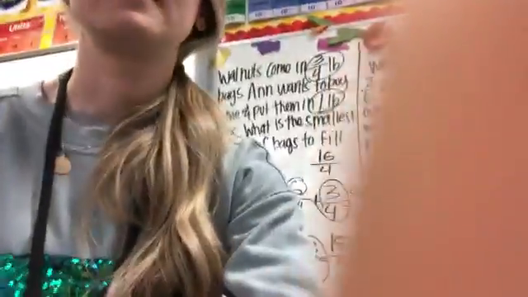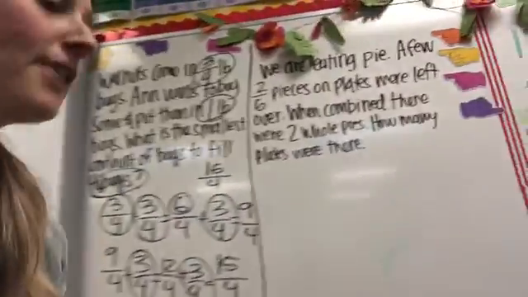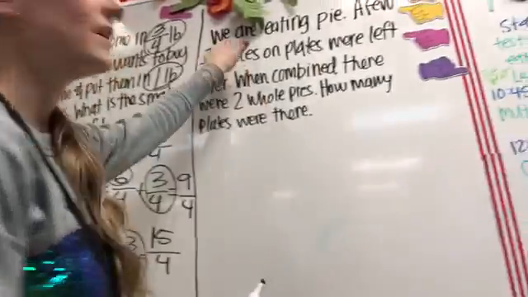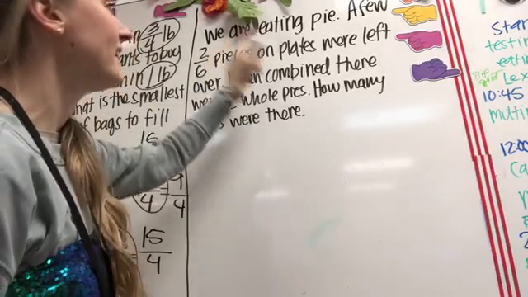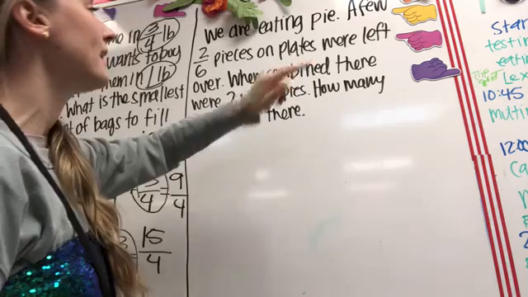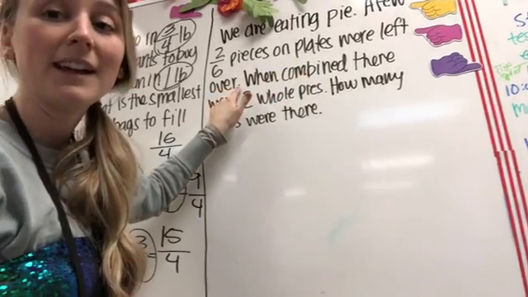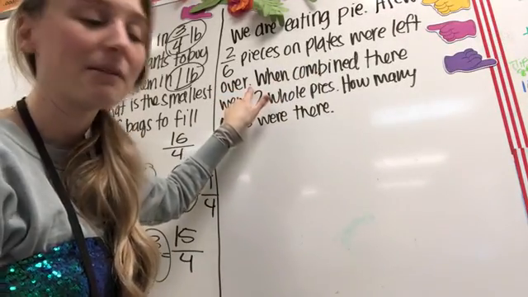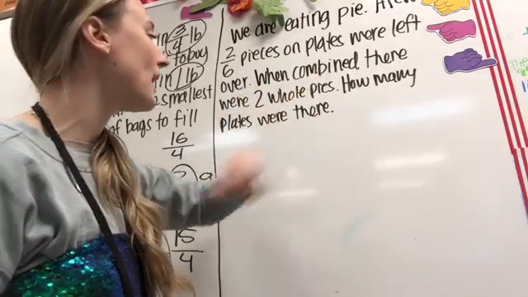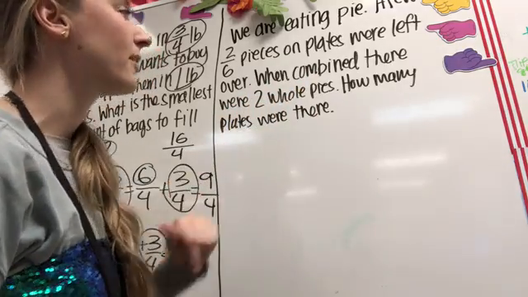Okay, let's do one more problem. No more walnuts. Here's going to be your pause problem, okay? Give it a try, see how you do. So we are eating pie, amazing. A few 2/6 pieces on plates were left over when we were done. So each person got 2/6 on their plate, and we had a few left over. When combined, there were 2 whole pies. How many plates were there?